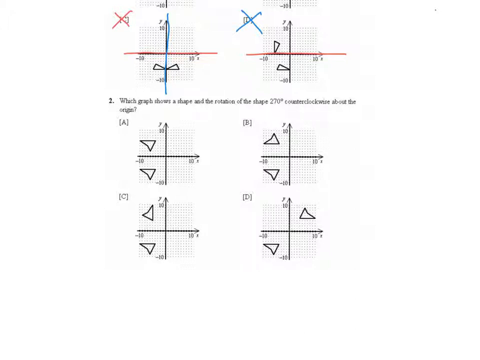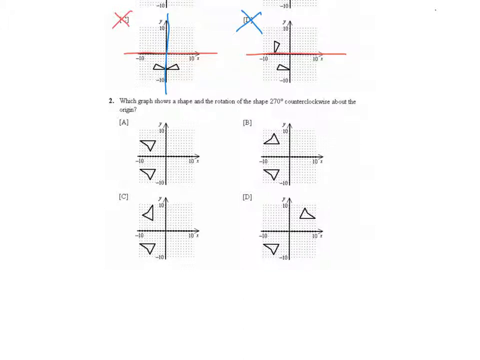Question 2 says, which graph shows a shape and the rotation of the shape 270 degrees counterclockwise about the origin? So part of what makes this a little bit tricky is that you don't know which shape is the one that is being rotated. For example, in choice A, this shape right here could be the one that's being rotated. If it is, then after it's rotated 270 degrees counterclockwise about the origin, it would have to be congruent with this shape. Or this shape right here could be the one that is being rotated. When it finishes its rotation, it would have to be congruent with this one.